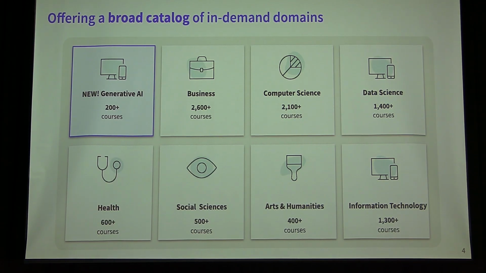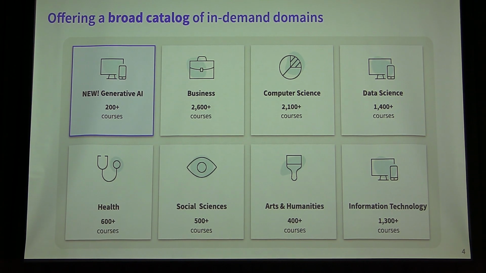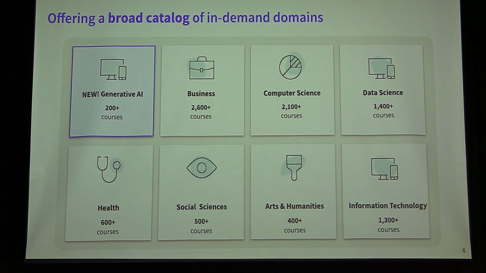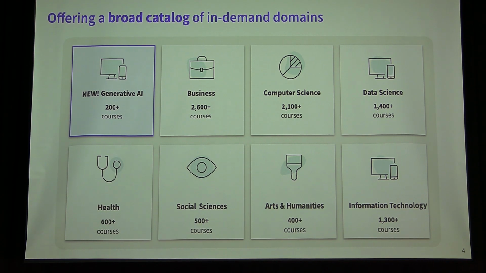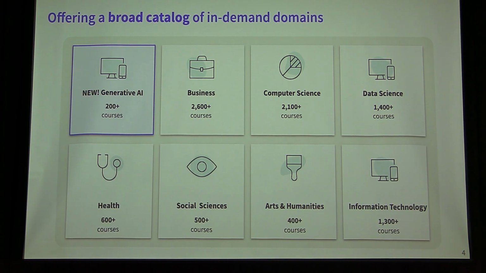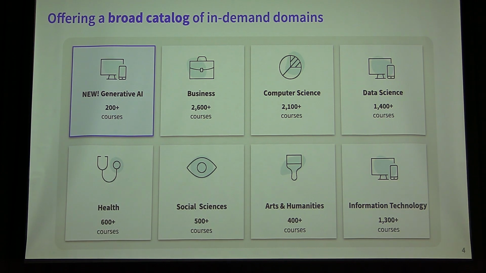Now, the content that universities and companies create on Coursera is in many domains. These are the predominant domains. So you'll see business, computer science, data science, health, social sciences, humanities, information technology. These are some of the main domains where content is available. And you'll see in each of these domains how many courses are available. This is what was and is still called MOOCs, massive open online courses. Coursera is kind of the creator of the MOOC. So these are the MOOCs that are available.